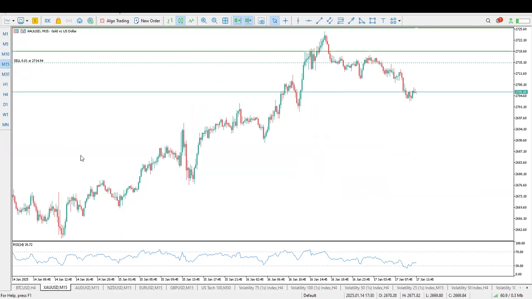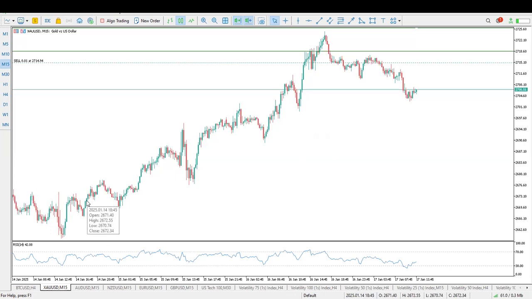What does this mean? It means that one candle, remember I've told you guys that this is a candle, one candle represents 15 minutes. This next candle represents 15 minutes. This next candle represents 15 minutes. This next candle represents 15 minutes.